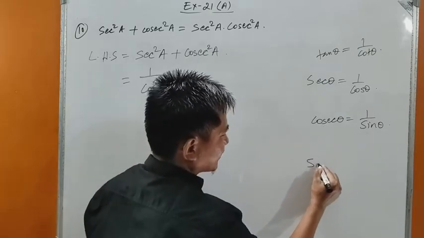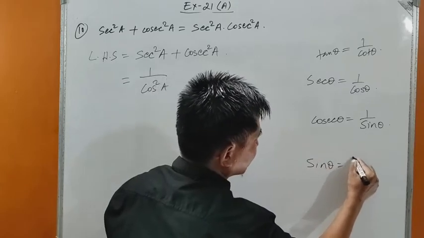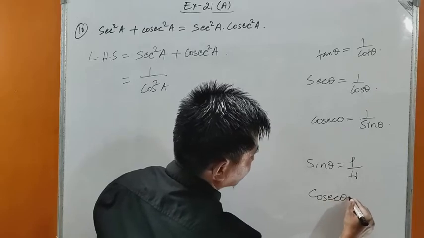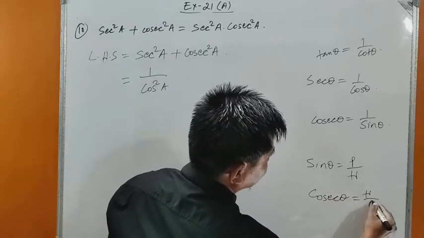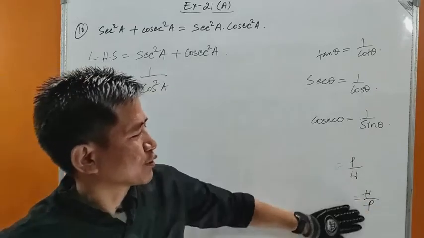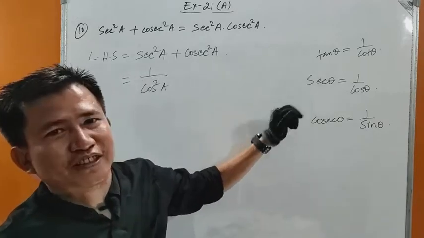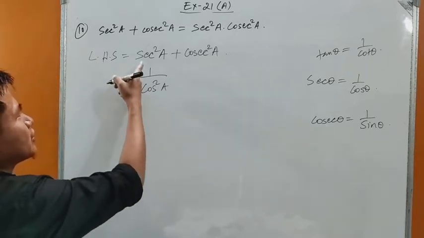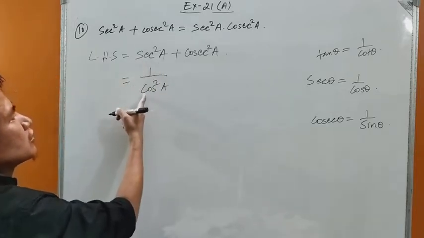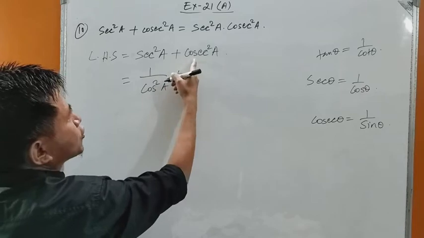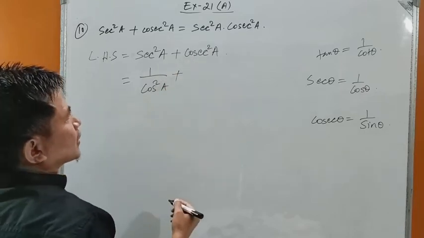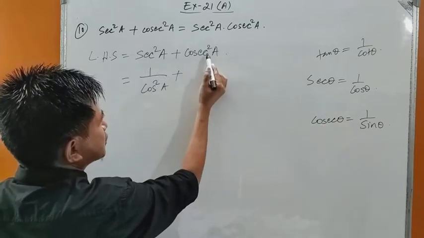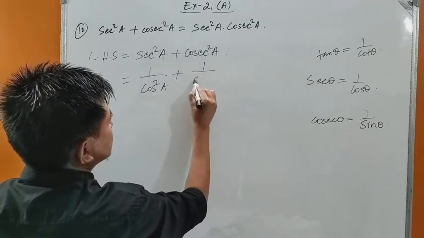Because sin theta equals perpendicular upon hypotenuse and cosec theta equals hypotenuse upon perpendicular, isn't it? We know this, so this is why this relation comes. They are just the reciprocal of each other. So this sec square A can be written as 1 upon cos square A, plus cosec square A can be written as 1 upon sin square A, because cosec theta equals 1 upon sin theta, so cosec square A equals 1 upon sin square A.